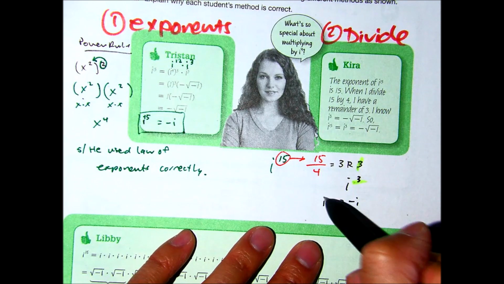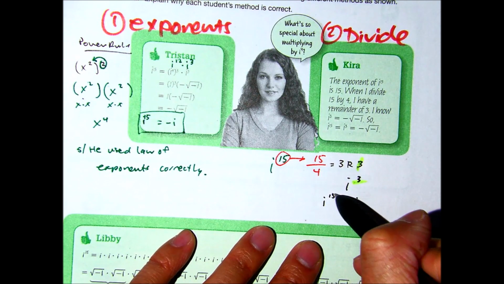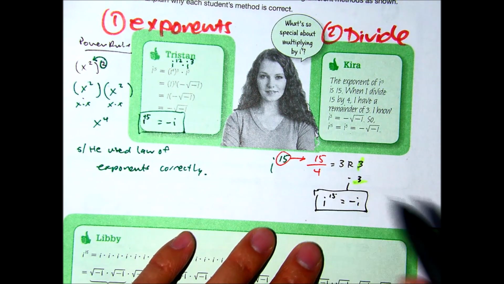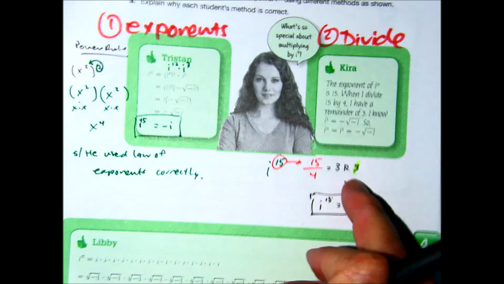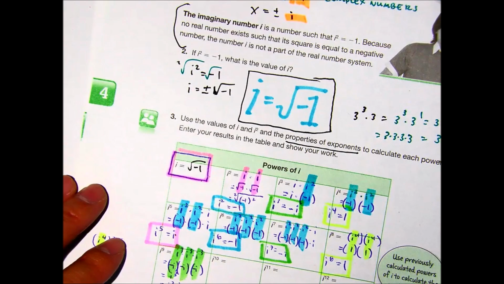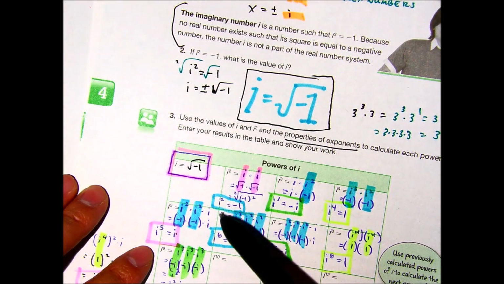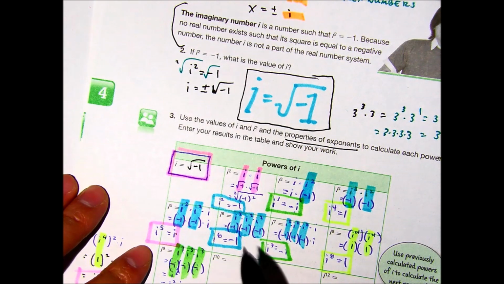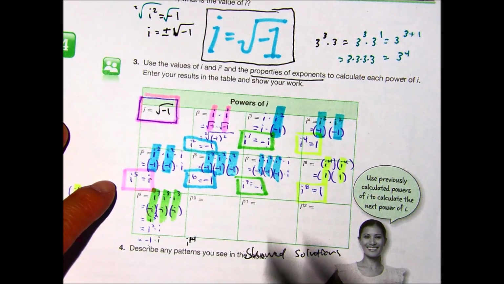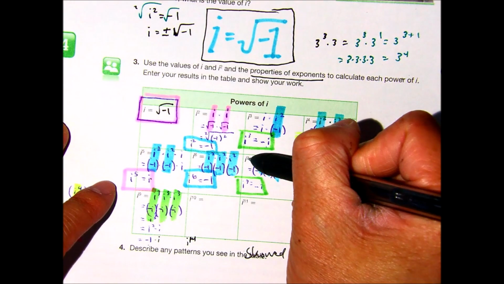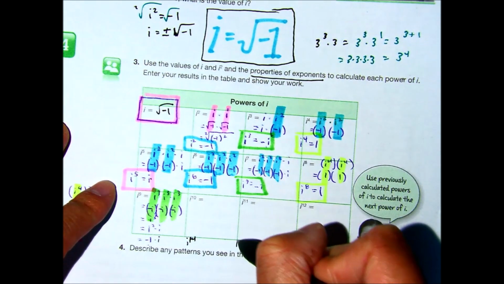So, Kira's method is basically using the chart. Does that make sense? You just keep adding 4. So 2, 6, 10. This would be i to the 14th. Or 7 plus 4 is 11, and or i to the 15th. So I knew my answer is just going to be negative i. It just continues in the pattern of this one. Okay?